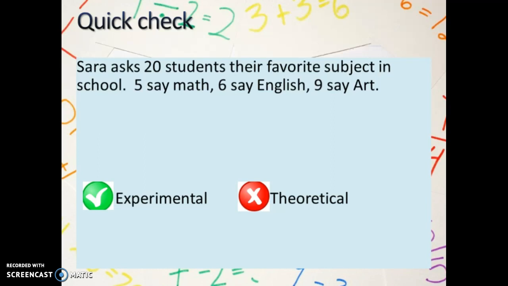She had a total number of students that she asked a survey to. So she just picked 20 students. Those were her trials. She did 20 trials.